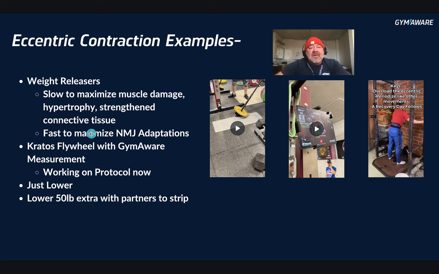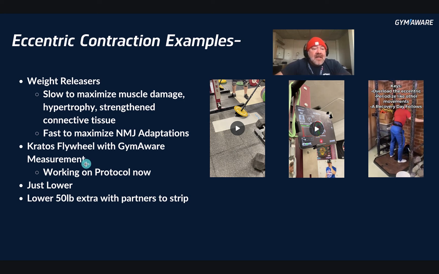The Kratos flywheel is one of my favorites that we use, with GymAware to do the measurement, which I'm finalizing that protocol now. Or we just lower heavy weight, and then we get our team to take some weight off, and then the athlete can lift the weight up. So you can lower like 50 pounds extra, and the partner strips it, and then you stand up with the remaining weight, or just lower it.